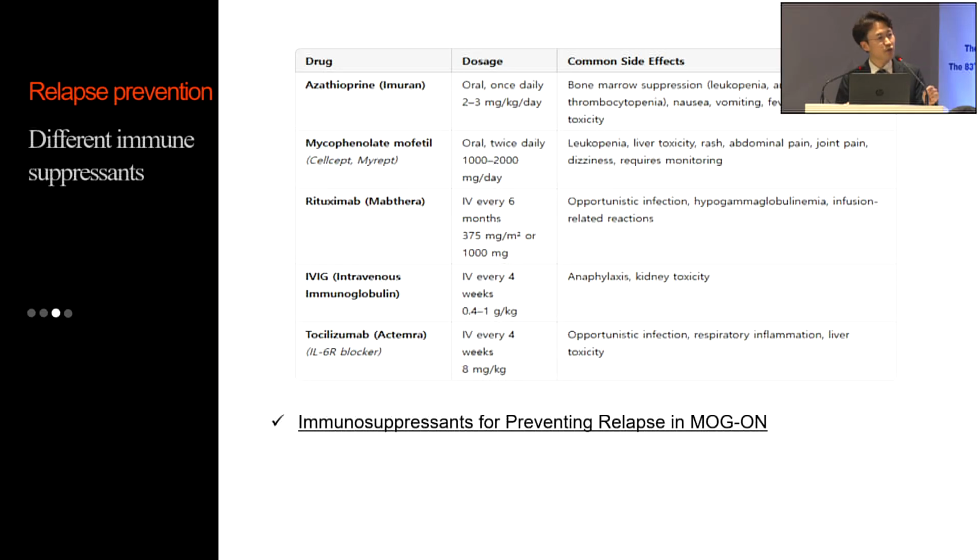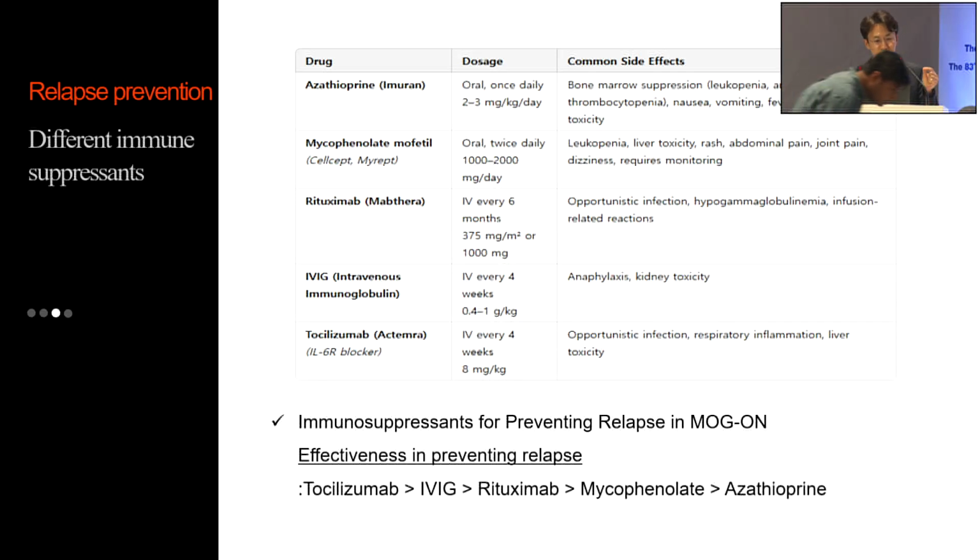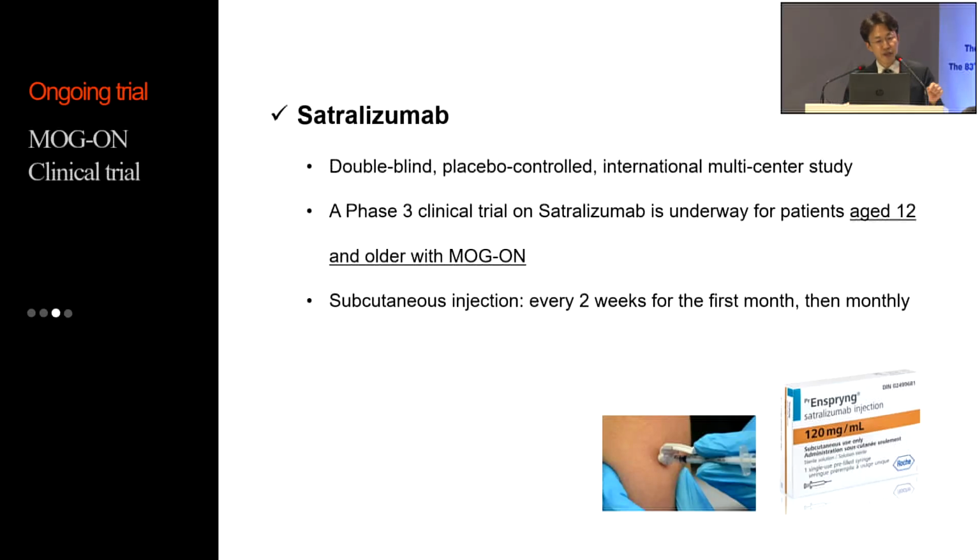In terms of relapse prevention, I believe that tocilizumab is currently considered most effective, followed by IVIG, rituximab, mycophenolate, and azathioprine. A phase 3 clinical trial for satralizumab subcutaneous injection is underway for patients aged 12 and older with MOG optic neuritis. I believe that treatments for MOG optic neuritis will continue to evolve.